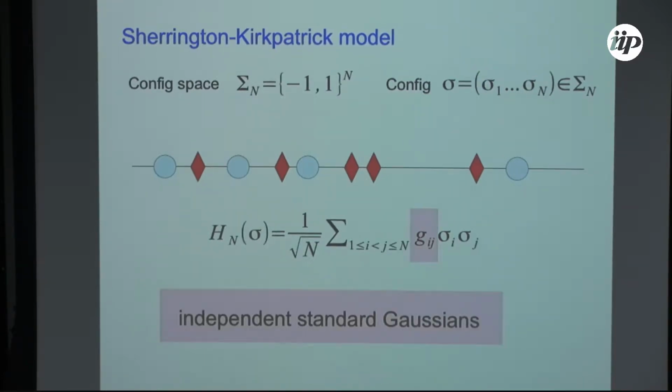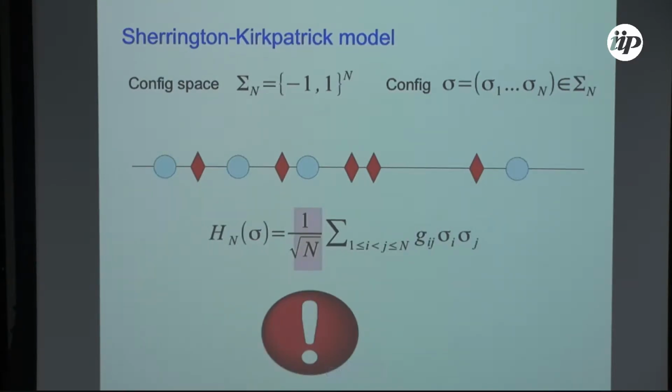They're independent standard Gaussians, and something I really want to emphasize is, from my point of view, the devil is creeping in with this normalization. Of course, this is the right normalization because of cancellations, but this is the beginning of lots of sorrow.